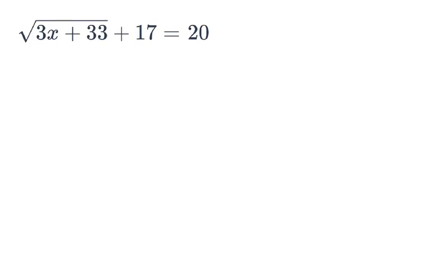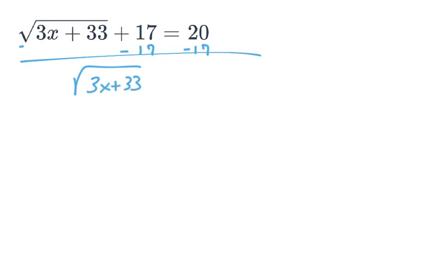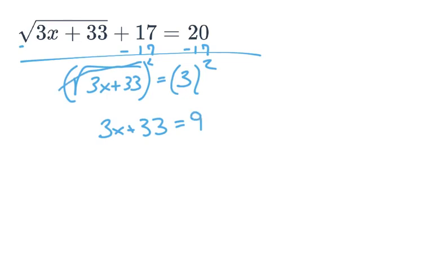It's coming up. So again, I need to isolate the radical, so I need to get rid of that 17 and put it on the other side. So I get the square root of 3x plus 33 equals 3. Now I need to square both sides. So I get 3x plus 33, because squaring a radical eliminates the square root, equals 9. So then I need to subtract 33.